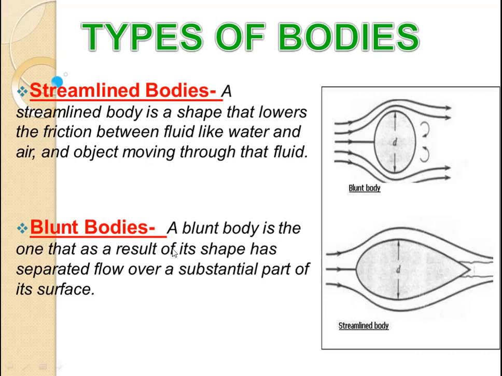And a blunt body is one that, as a result of its shape, has separated flow over a substantial part of its surface. When a body is placed perpendicular to the flow, meaning its axis is perpendicular to the flow, it creates a wake formation zone or eddies formation zone, that means separation of boundaries takes place. This type of body is called a blunt body.